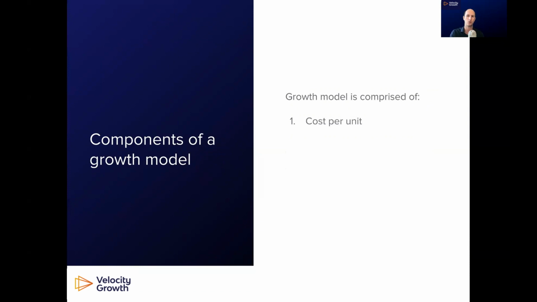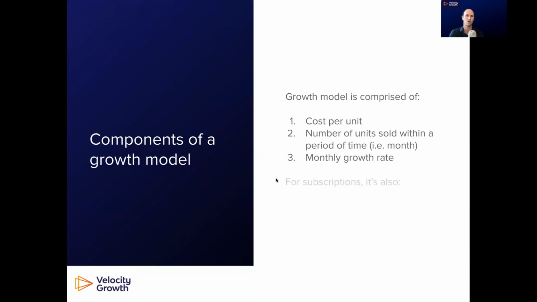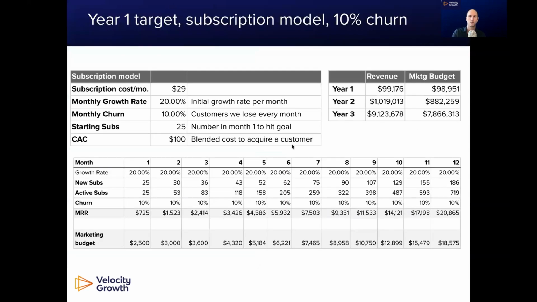So this is composed of a cost per unit. In my case, it's $1,000 per unit, the number of units sold over some period of time, and your monthly growth rate. So how quickly are you growing compared to the previous month? That's month over month growth. It's one of the most common metrics that startup founders and investors are going to look at. Now, if you're running a subscription business, you're also going to look at the number of total active subscribers and the churn of some of those subscribers per unit of time, usually looked at on a monthly basis.